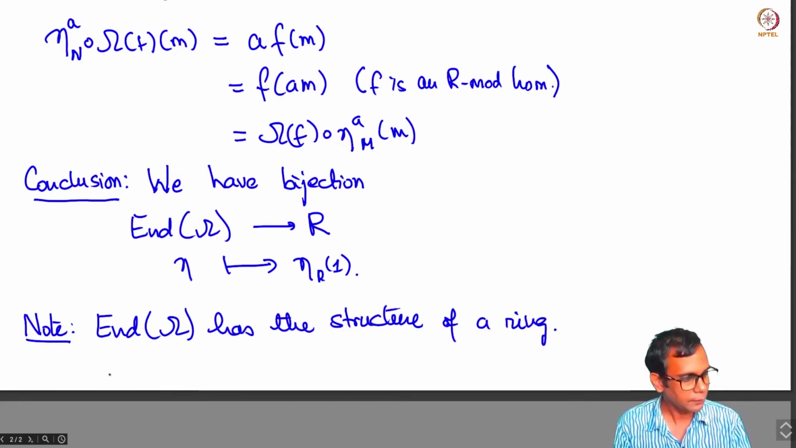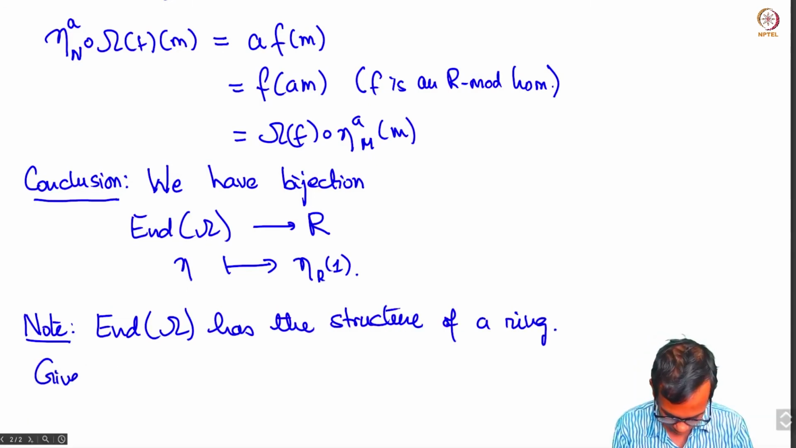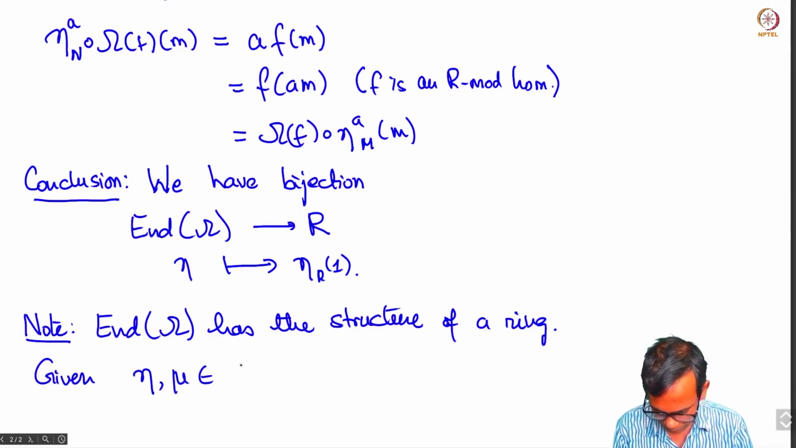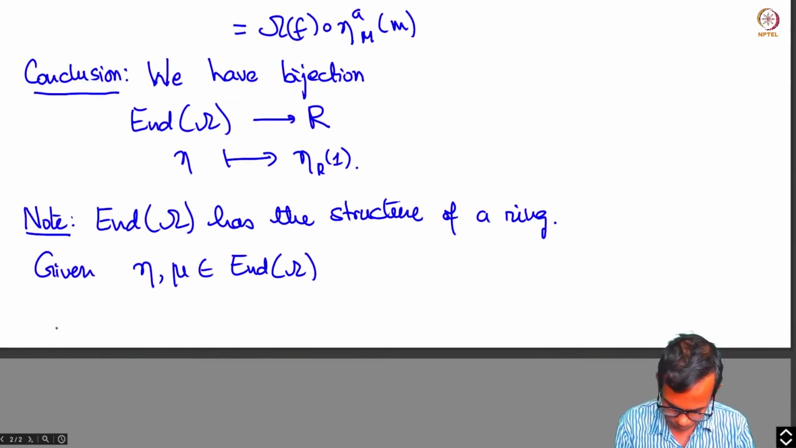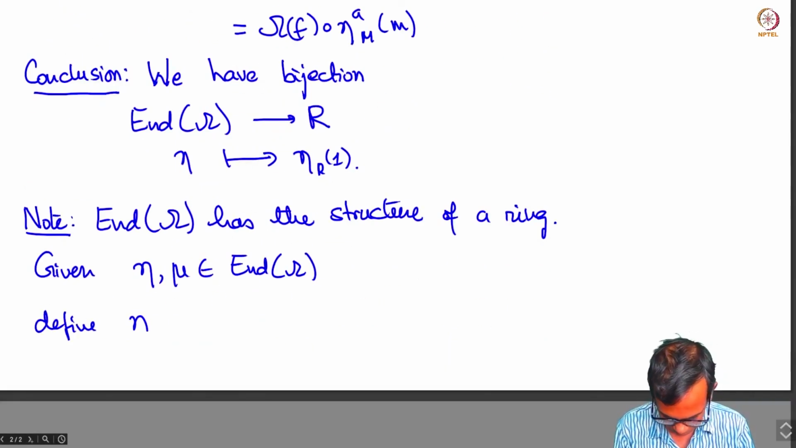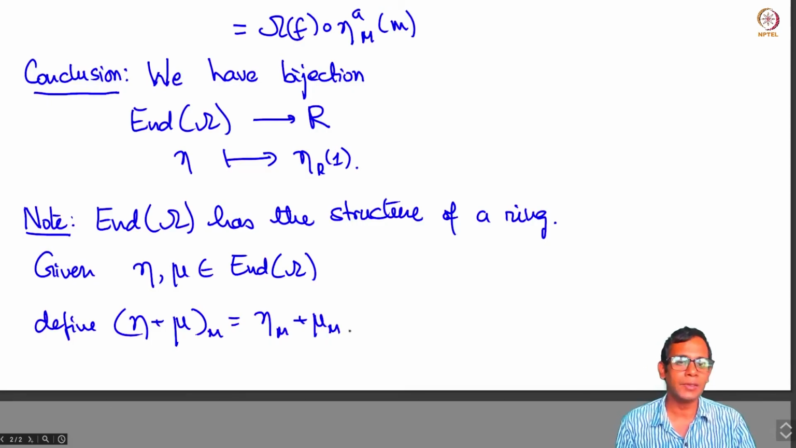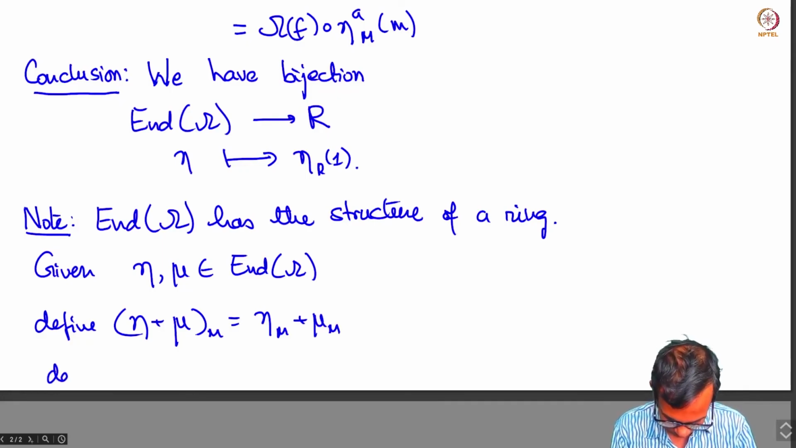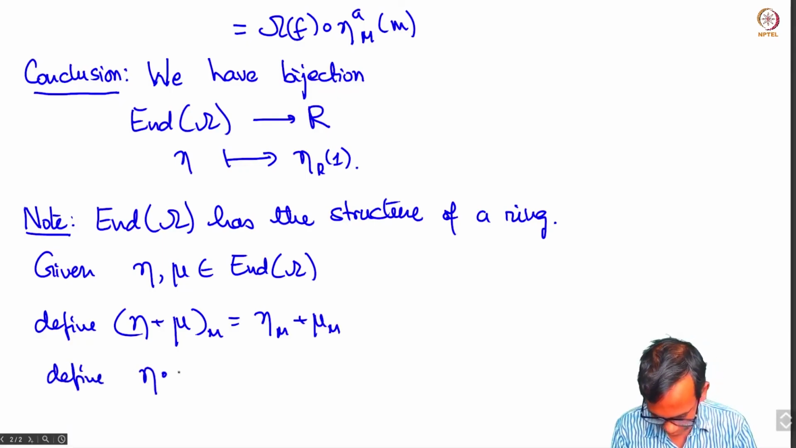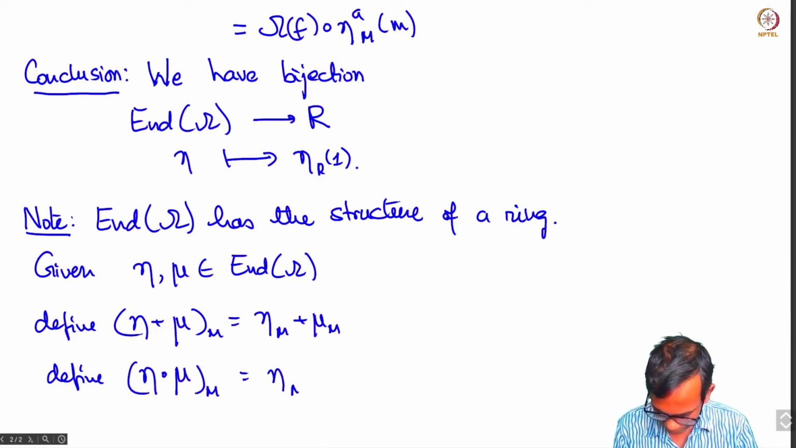How is addition given? Given eta, mu belonging to End(omega), you can talk about eta plus mu. That is, eta_M plus mu_M for every M. You can check that this will also be a natural transformation, and you can define eta composed with mu at M to be eta_M circle mu_M.